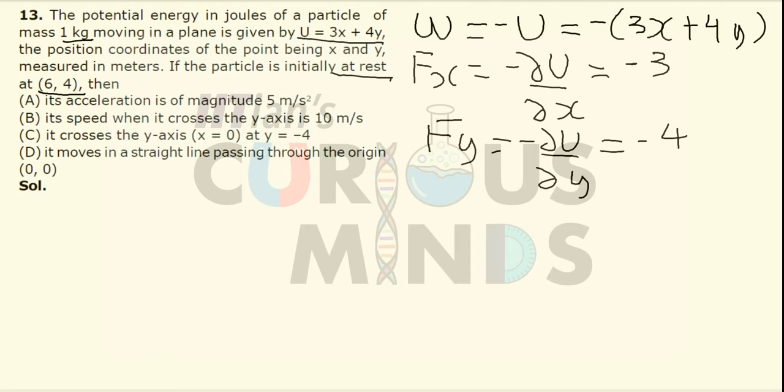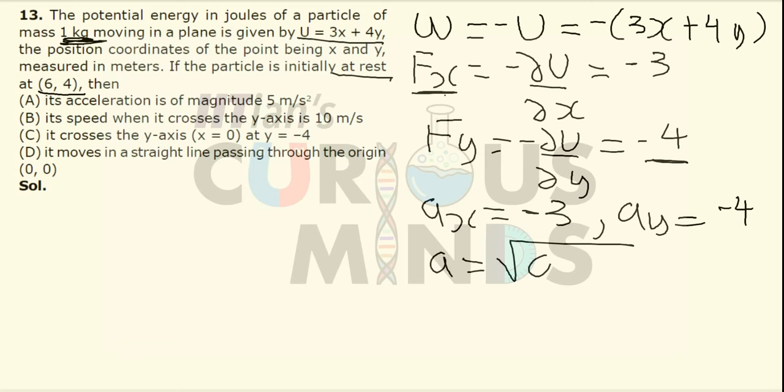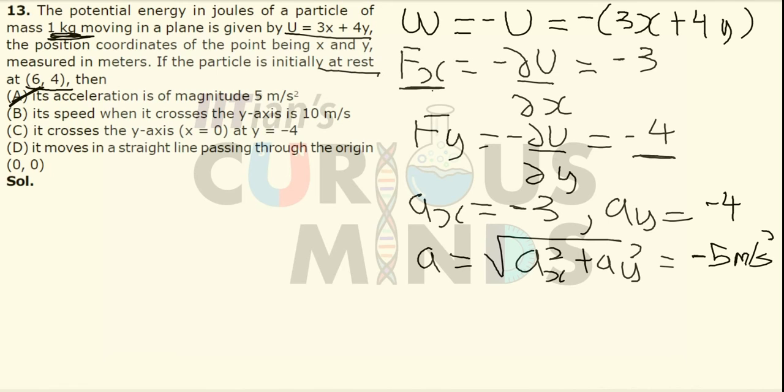which will come out to be minus 4. If I calculate the acceleration in the x-axis, it will be equal to Fx, force in the x-axis, divided by mass 1 kg, so minus 3 divided by 1 equals minus 3, and acceleration in the y-axis will be minus 4 divided by 1, which equals minus 4. So the total acceleration will be the root of ax square plus ay square, which is minus 3 square plus minus 4 square, which equals 5. In this case, it will be minus 5 meter per second square. So option A is correct, that is, the total acceleration comes out to be minus 5 meter per second square.